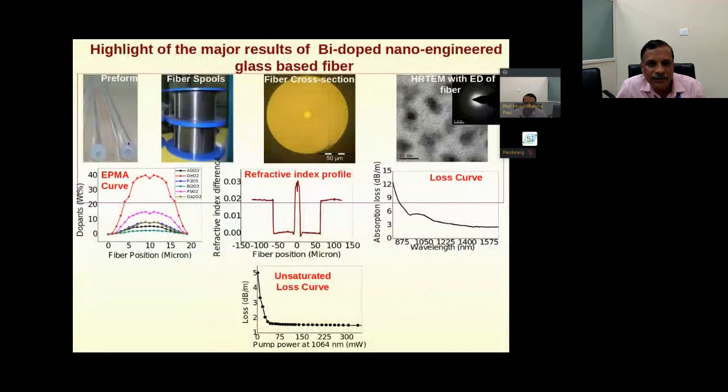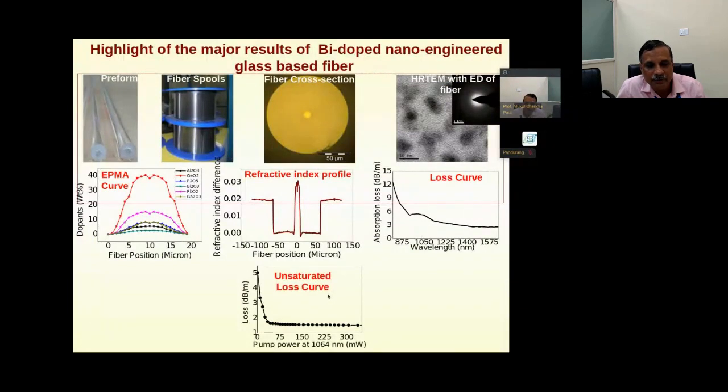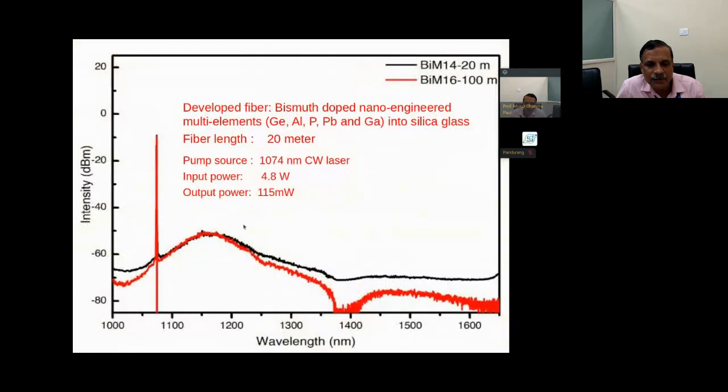And this is the preform low silica content cross section, high resolution TEM, microscopic view, EPMA curve, refractive index profile, loss curve of the fiber, and unsaturated loss curve of the fiber with variation of the pump power at 1064. And this is the final ASE curve. This is one of the two fibers we have measured.